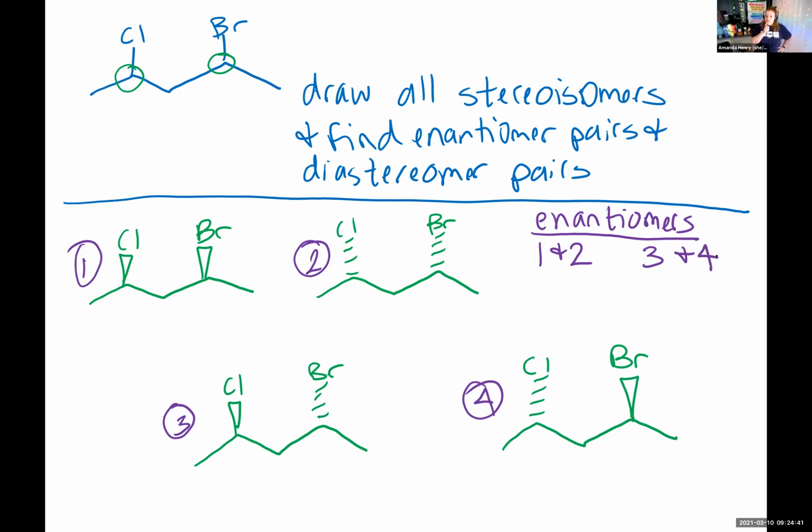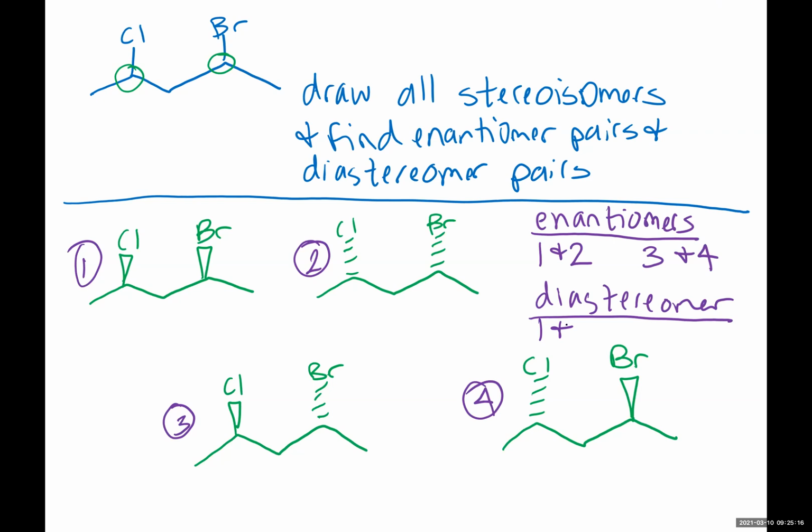Each molecule is only going to have 1 enantiomer. When we have diastereomer pairs, though, because they're going to be half the same and half opposite, one molecule can have multiple diastereomer pairs. Diastereomer. And it's going to be all the other ones. So if 1 and 2 are enantiomers, what's a diastereomer of compound number 1?